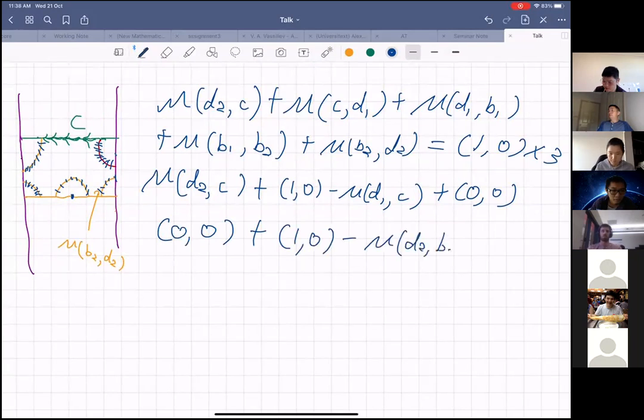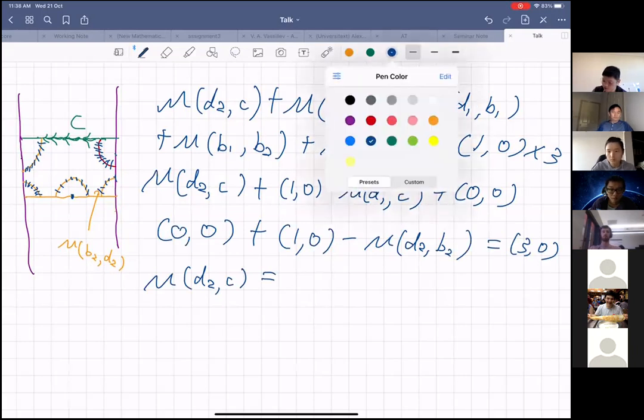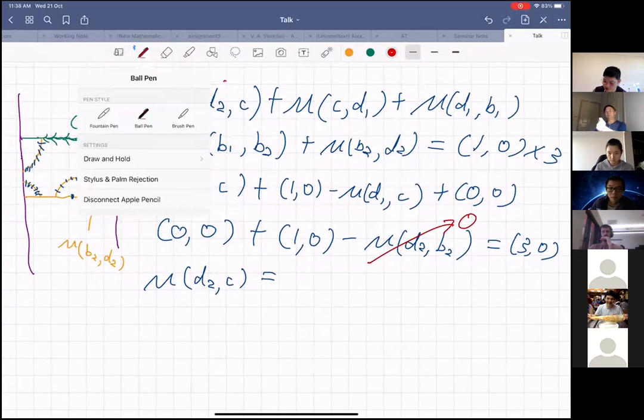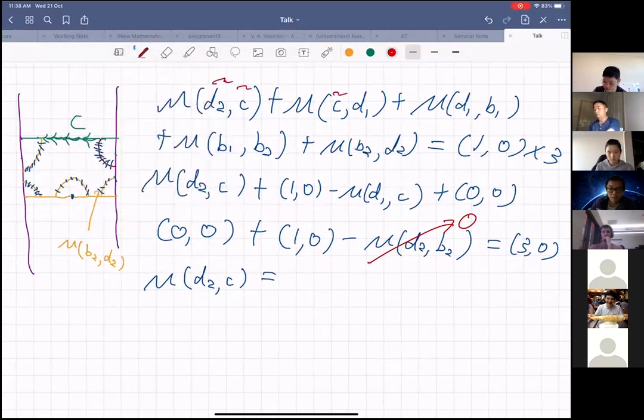D2 and B2. Okay, so if you move them around, you will get BD2C is equal to, okay, this one I know, right? This one I know, but this is 0. Okay, this is how I pick my bigraded. Note that I don't put tilde here. You can put tilde yourself. So this mu is always referring to the lifted one.